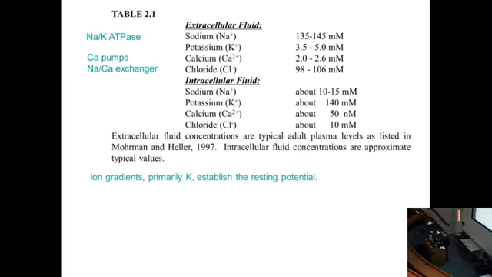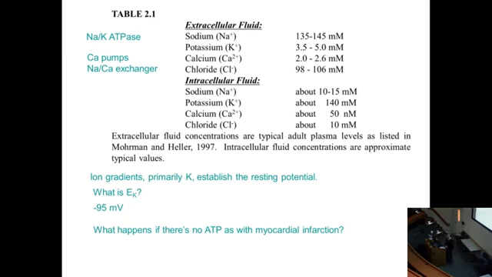You guys know this now. Ion gradients, primarily potassium, establish the resting potential because the permeability to potassium at rest is higher. Its equilibrium potential has the greatest effect on the resting membrane potential. EK, what is it? Negative 95, good. What happens if there's no ATP as in a myocardial infarction?